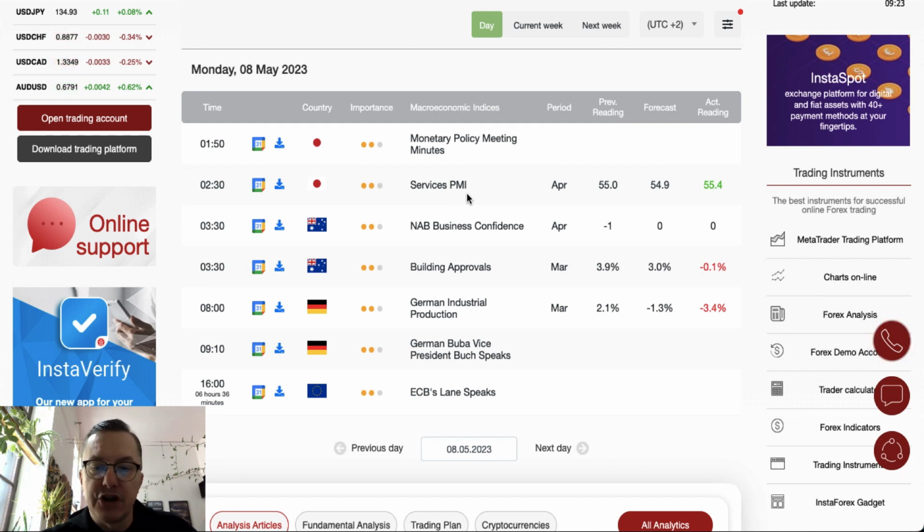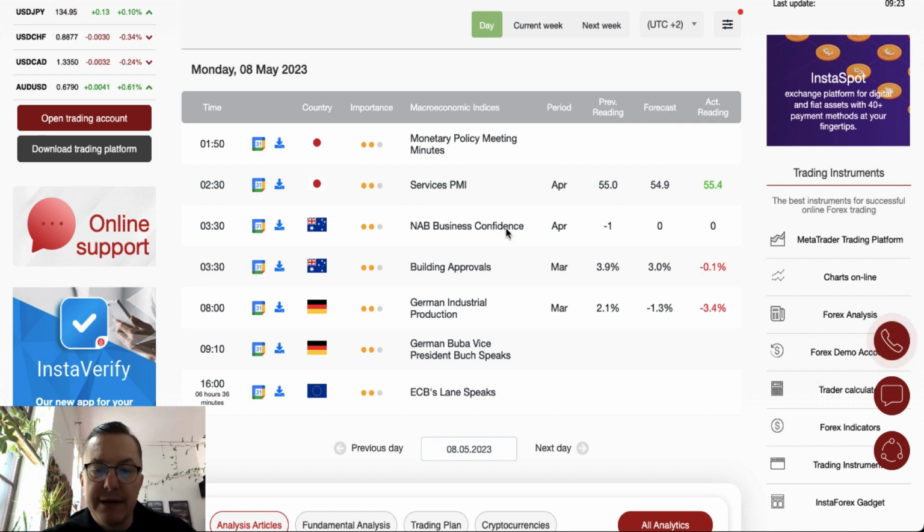Those data are from Japan, and as you can see, the services PMI beats the expectations of 54.9 with the actual reading of 55.4, which is even better than the previous reading of 55 points. So we are going definitely to take a look at the US dollar to Japanese yen for our chart soon.